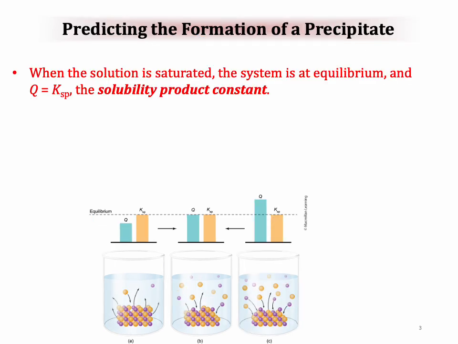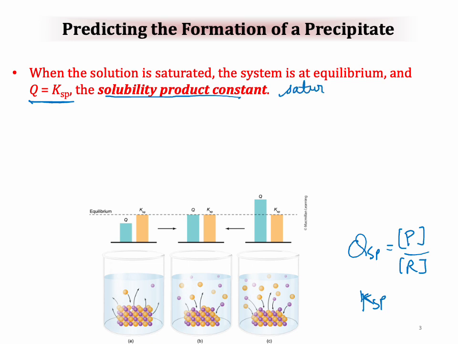Now, how can we predict the formation of a precipitate? Remember, QSP is also product concentration over reactant concentration, and QSP and KSP are always comparable to each other. Whenever QSP is equal to KSP, that means the reaction is at equilibrium, so the solution is saturated. In the dissolution of solids, whenever a solution is saturated, we say QSP is equal to KSP, and QSP always wants to become equal to KSP.